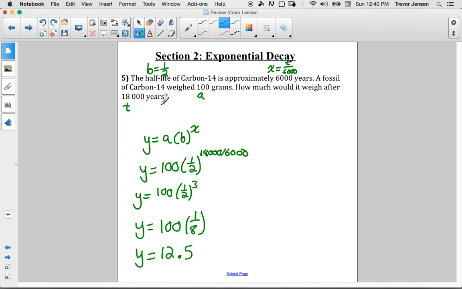So after 18,000 years, the 100 grams of carbon that we started with is going to be down to 12.5 grams. So you'll write a nice sentence. It'll weigh 12.5 grams after 18,000 years.